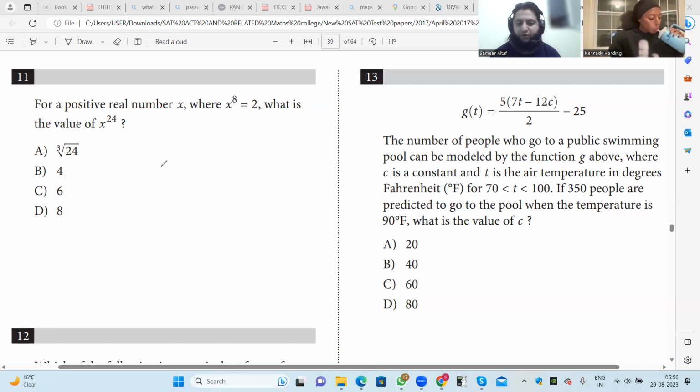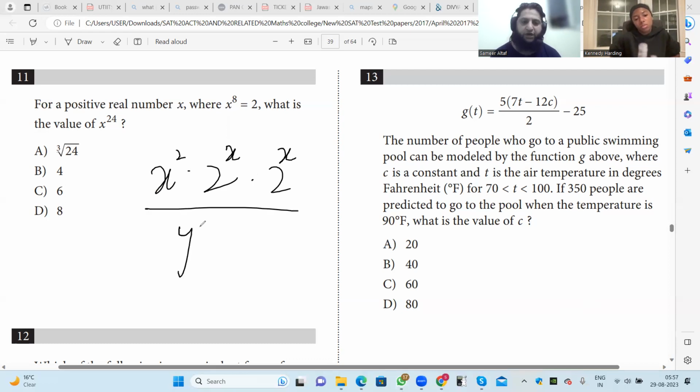Now I'll be giving you one question. X to the 2 times 2 to the x times 2 to the x again, divided by y to the 5 times x to the 20. Can you try to solve this and tell me what you'll be getting?